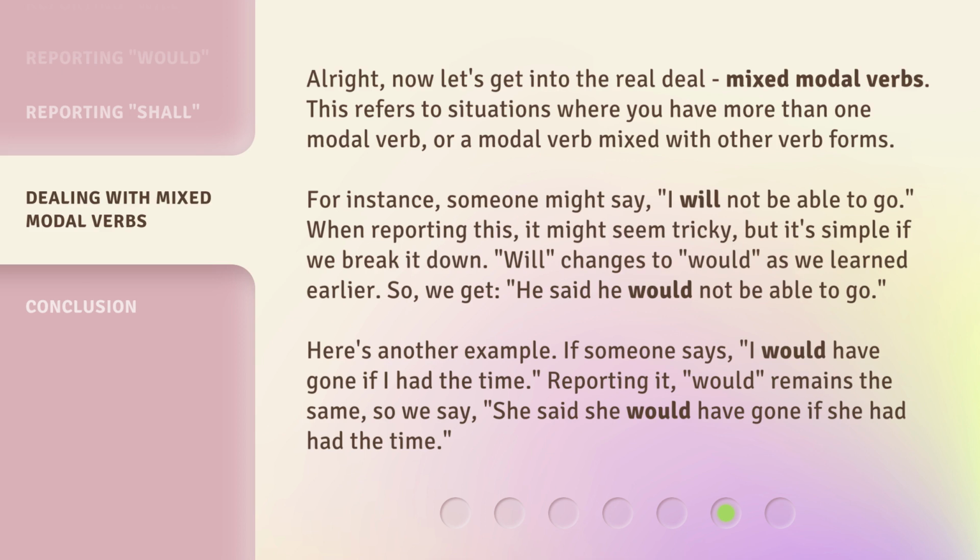Here's another example. If someone says, "I would have gone if I had the time," reporting it, would remains the same, so we say, "She said she would have gone if she had had the time."